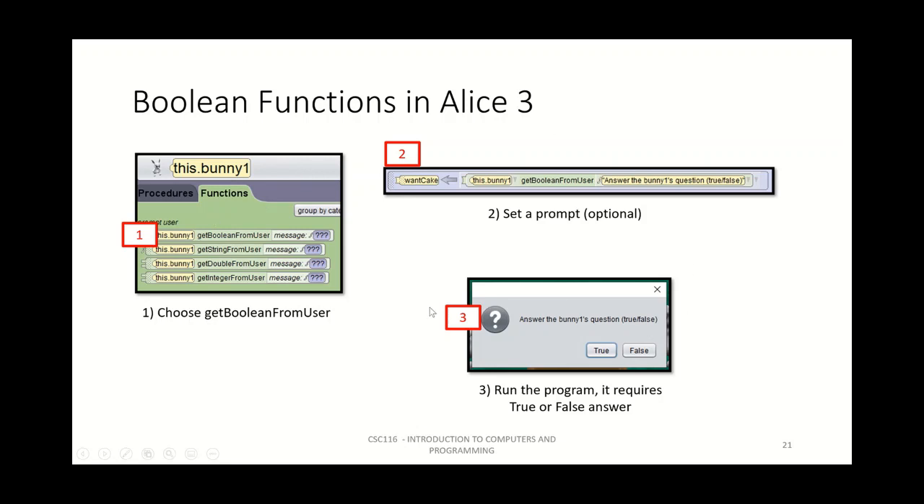This is an example of how we can create the Boolean function in ALICE 3. We start with the prompt user category. Because the variable is Boolean, we need to choose get Boolean from user, the first option, and then we set a prompt, which is optional, meaning the text of the dialogue. Then we run the program. When you run the program using the Boolean option, this is an example of the dialog box. Answer this question either true or false. You need to choose between the true or false options. This is how we create Boolean options in ALICE 3.